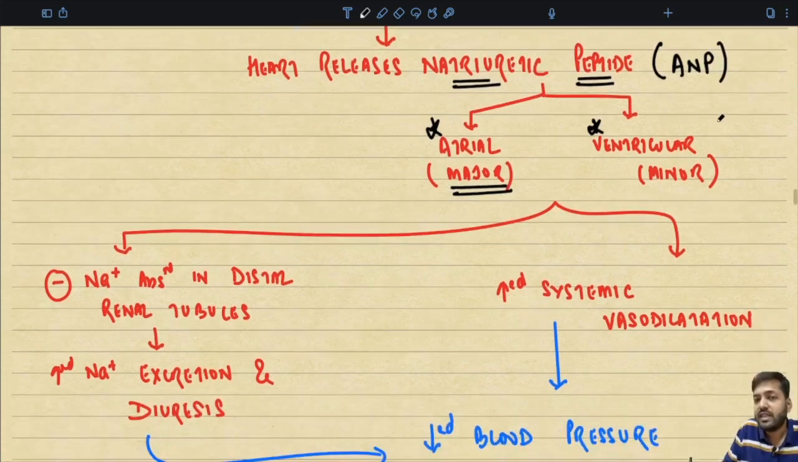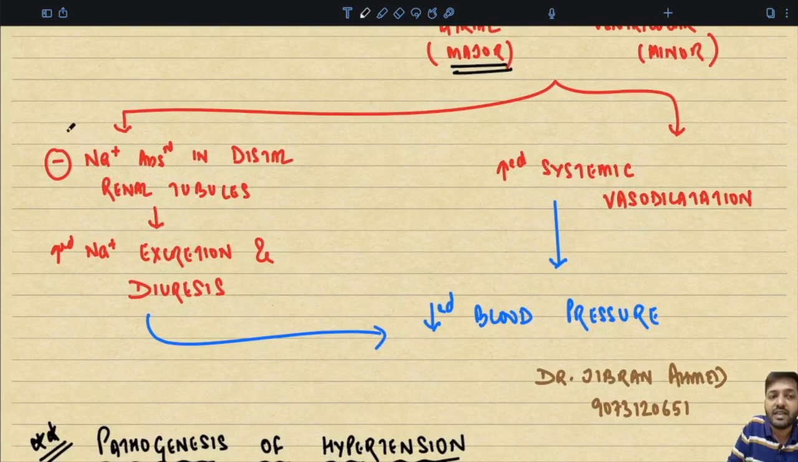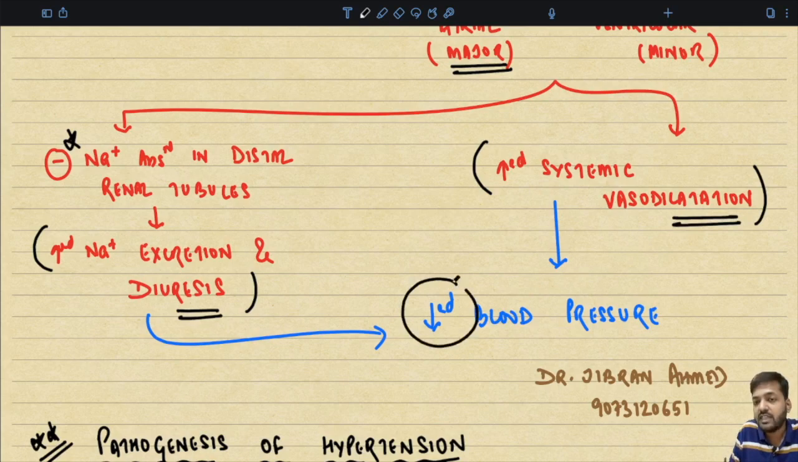Okay, so once this natriuretic peptide is released, what does it do? It basically inhibits the sodium absorption in the distal renal tubules, so an excess amount of sodium excretion occurs along with diuresis. So this is how they are able to reduce the blood pressure. Secondly, the heart can also cause excessive systemic vasodilatation, and ultimately it will cause decreased blood pressure.